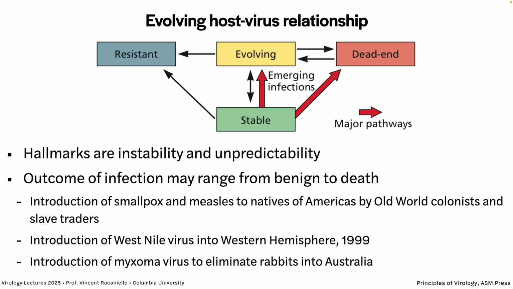Even though they were humans, the introduction of those viruses into that population caused extensive spread and death. West Nile introduction into the Western Hemisphere in 1999. Same situation. We had never seen West Nile virus ever in the Western Hemisphere. So when it got in, it found a population of non-immune people and spread rapidly across the Americas. And the same thing with myxoma virus, right? You introduced it into Australia to eliminate rabbits. Those rabbits had never seen myxoma virus before. So it spread rapidly, and in that first year kills 99% of the rabbits.